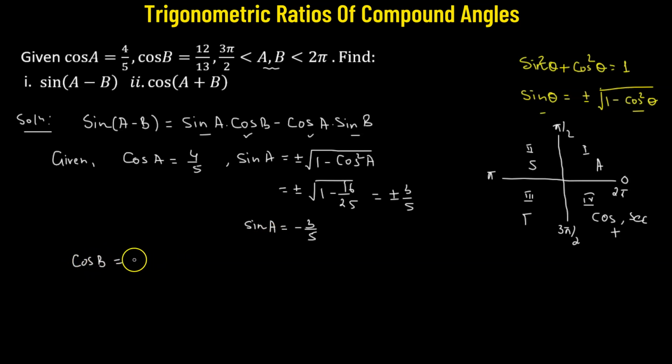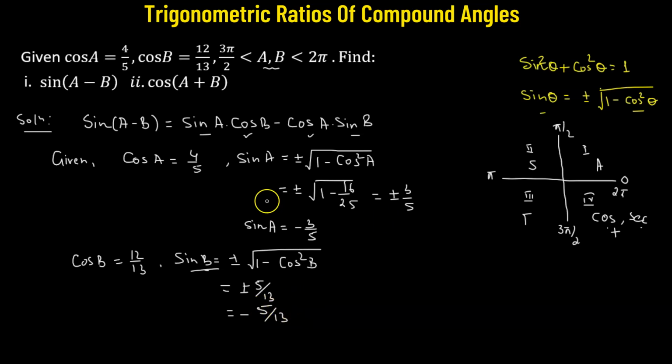So cosine of B, that's given as 12 over 13. So sine of B will be equal to plus or minus square root of 1 minus cosine squared B. We'll plug in the value of cosine of B, and this is going to give us sine of B equal to plus or minus 5 over 13. Now, should we use the positive value or the negative value? That will be determined by the quadrant in which B lies. So B lies in the fourth quadrant. It's given here in the problem. So in the fourth quadrant, only cosine and secant are positive. Everything else is negative. And we are working with a sine function. So we should get negative 5 over 13.